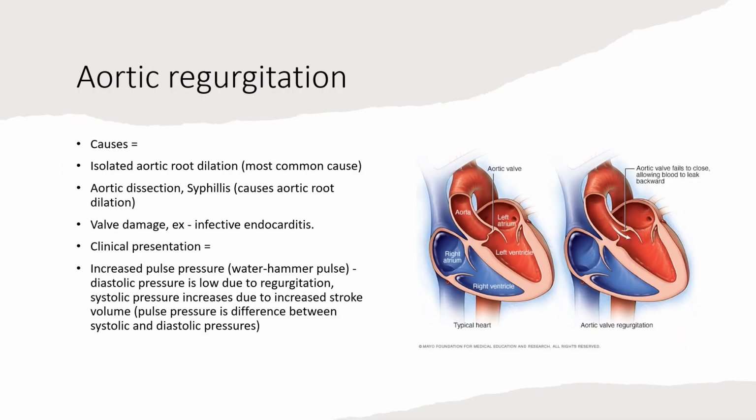Okay, aortic regurgitation. The causes are isolated aortic root dilatation, which is the most common cause. You might imagine that if there is this disorder, the valve will not close properly. So the blood which was supposed to go into the aorta comes back into the left ventricle, causing volume overload on the left ventricle and eccentric hypertrophy.